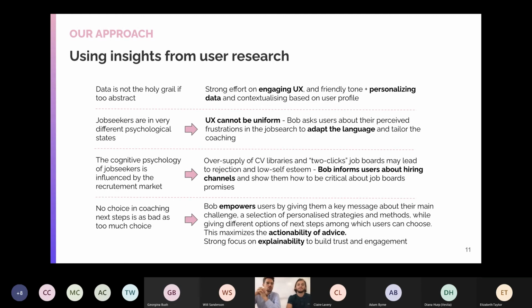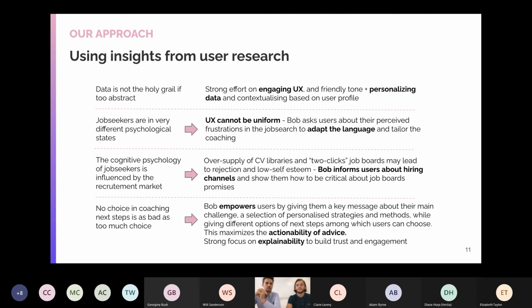First, we saw that data is definitely necessary, but it's not the holy grail if it's too abstract. You need to put a very heavy effort on building an engaging user experience, a very specific tone that's able to create some rapport with the user, and also, as Benjamin said, personalizing the data and contextualizing it based on the user profile.